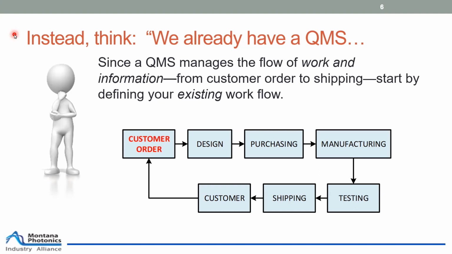Instead, think we already have a QMS. Since a QMS manages the flow of work and information from customer order to shipping, start by defining your existing workflow. You may start with a customer order, which goes into your design process, which then goes into purchasing, then into manufacturing, then to testing, shipping, and finally to the customer. Hopefully, with a happy customer, you get more orders.